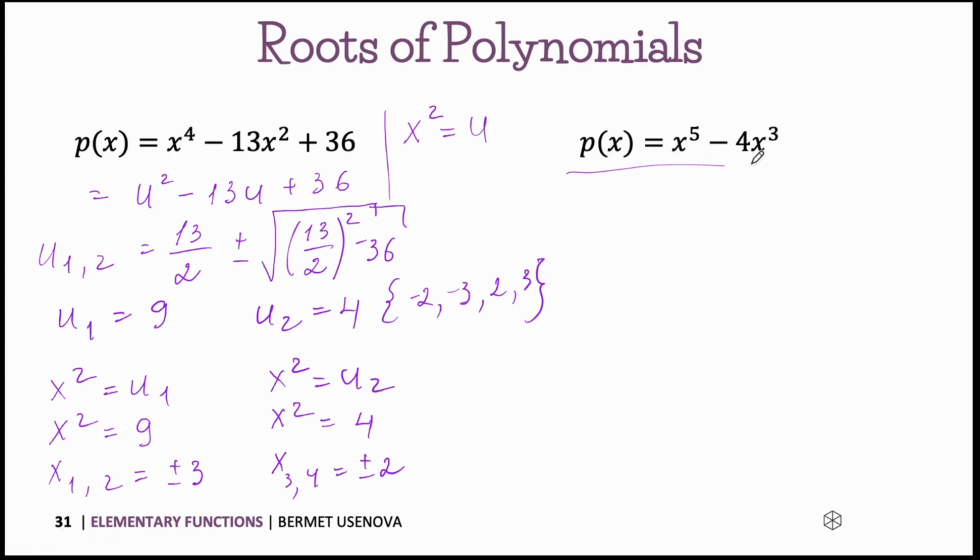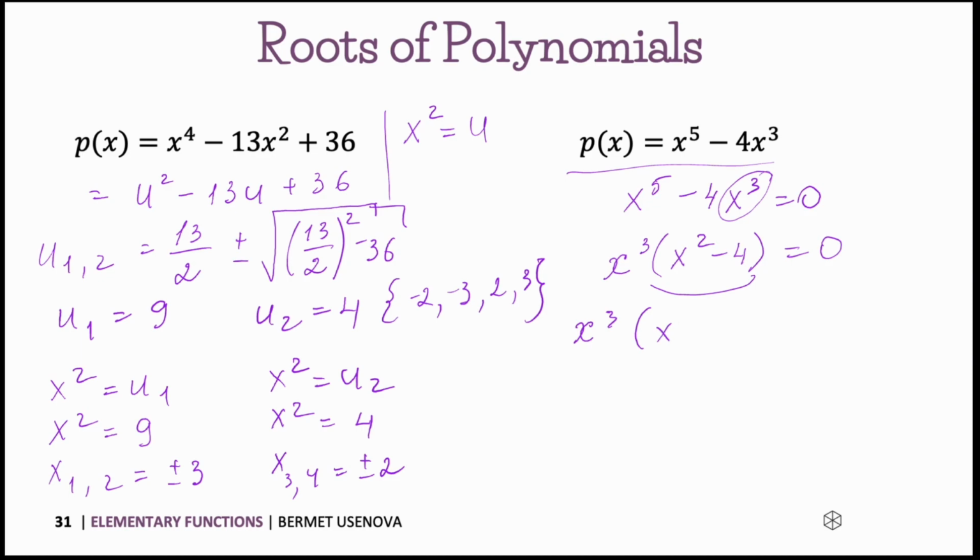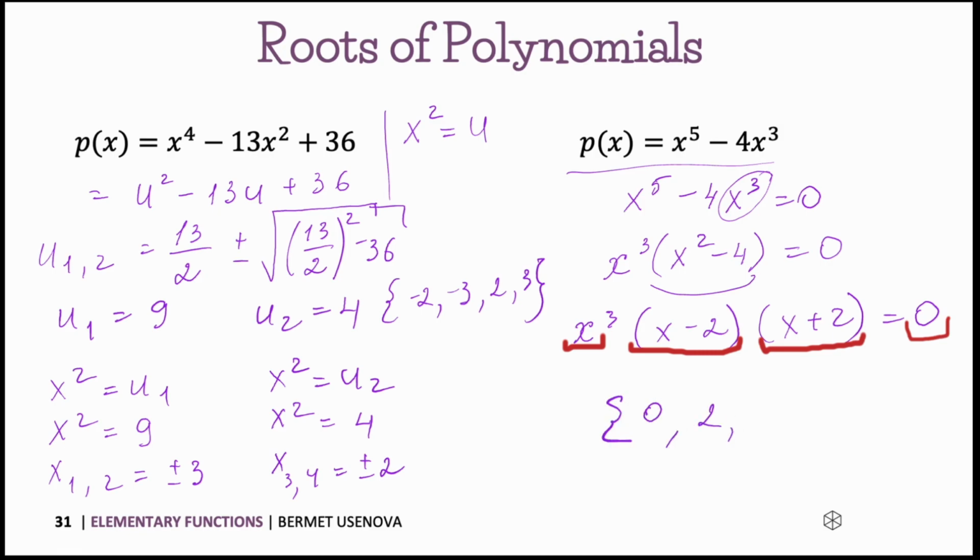In the next example, we can rewrite it as x to the power of 5 minus 4x to the power of 3 equal to 0. We can, for example, bring x cubed out of the brackets, x squared minus 4, and if you remember the binomial formula, according to the binomial formula, we can rewrite it as x minus 2 and x plus 2. And here, if the product is 0, then one of the factors should be 0. And for this example, we will have a set of roots equal to 0, 2, and minus 2.